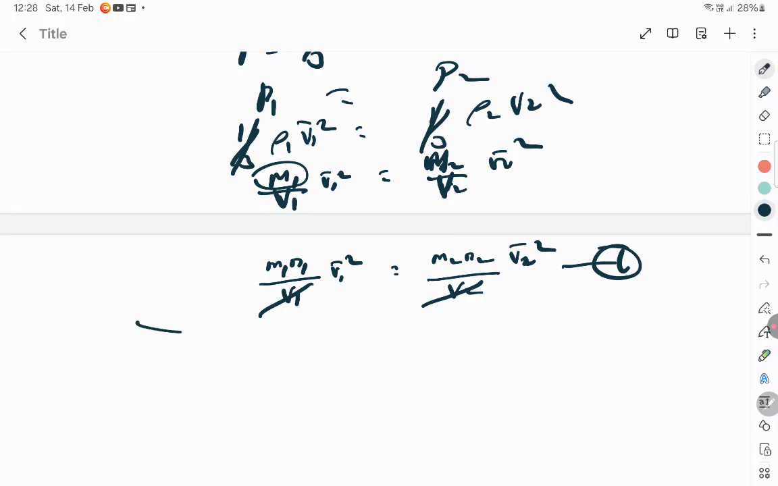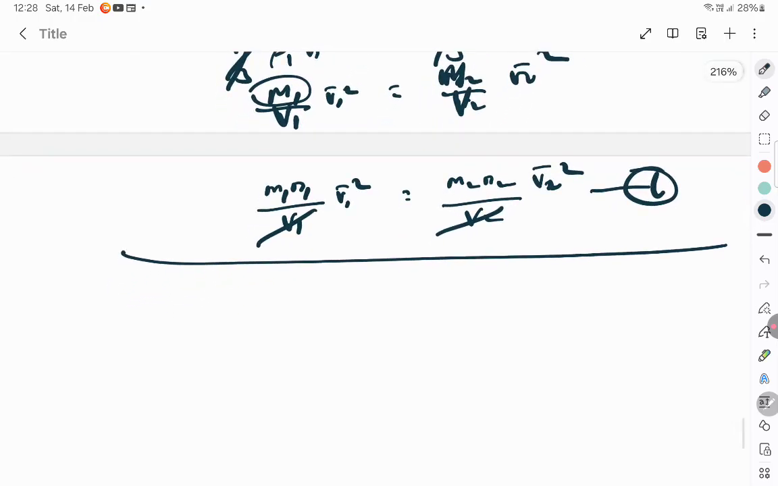Next, what you do, assuming that they both have the same kinetic energy, because they are at the same temperature, no? So both the gases have the same kinetic energy. For a molecule, half m1 v1 square is equal to half m2 v2 square. Considering one molecule, half and half get cancelled, and you get this as equation 2.